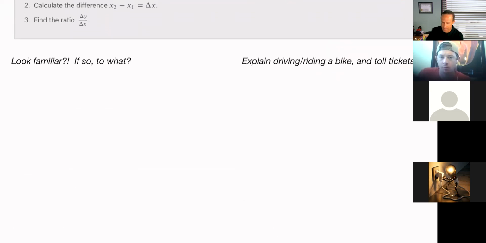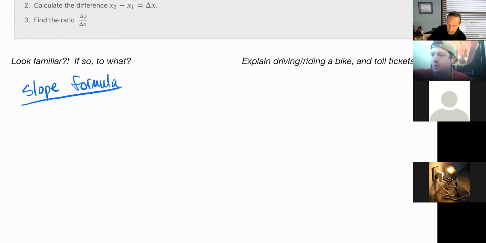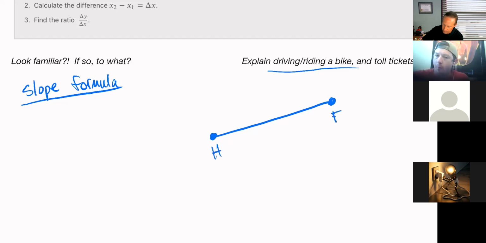So I asked, does it look familiar? If so, what? I already mentioned it. It's the slope formula for our basic lines. And how can we use this in real life? I wanted to give you guys a quick example, right? Let's say I went from my house and I was able to go in a straight line to Fresno City. Let's say it was 20 miles in distance.